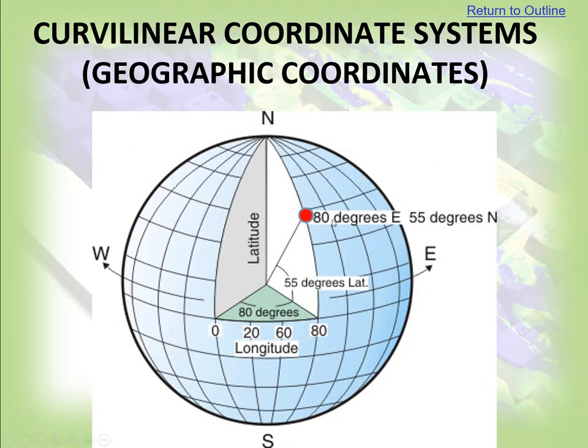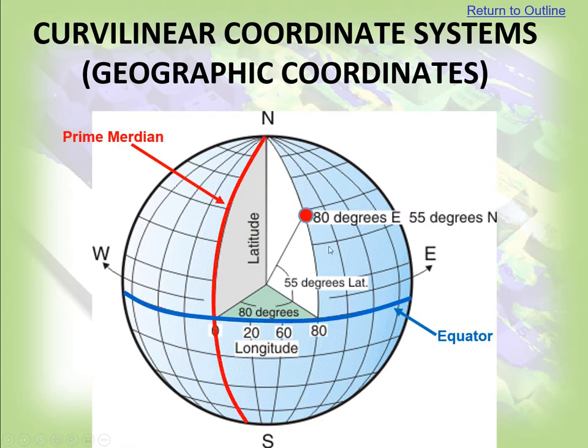So if we were at 80 degrees east, 55 degrees north, that's what it's going to be: 80 degrees from the 0 line and 55 degrees north of the equator. And you can locate it there. So prime meridian and equator.